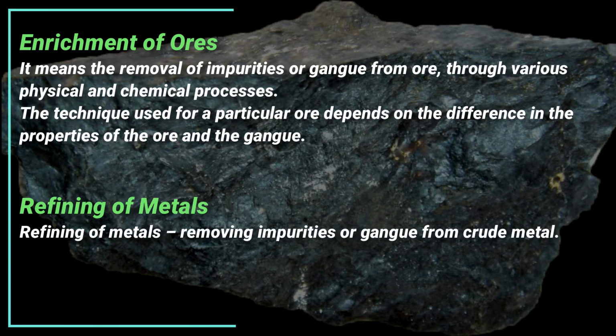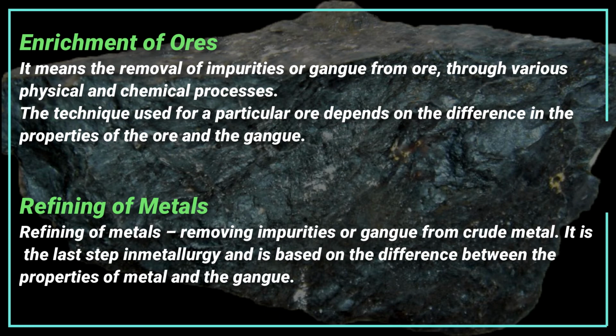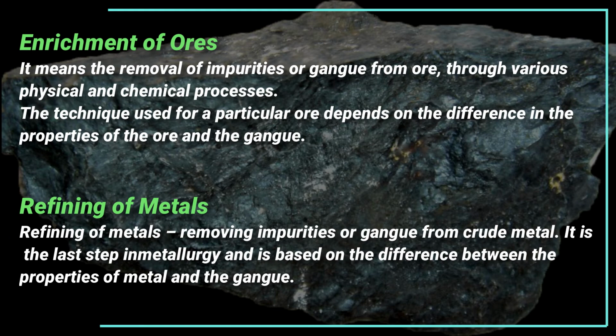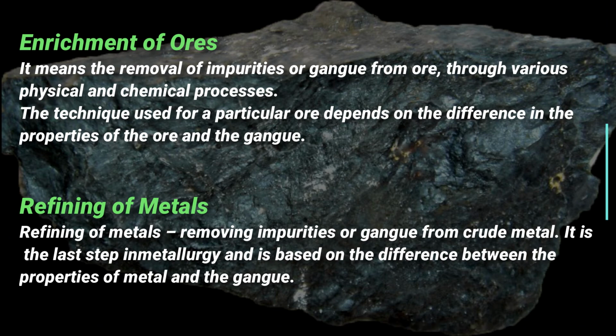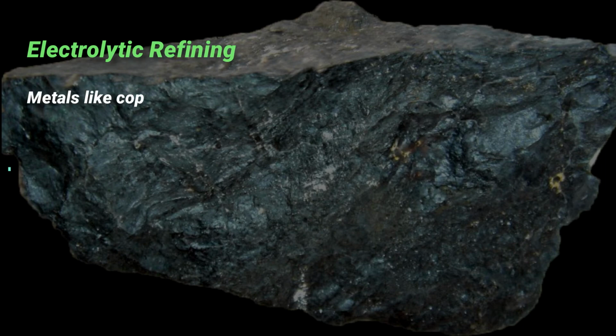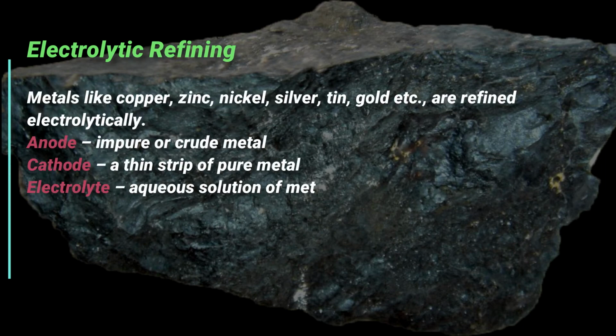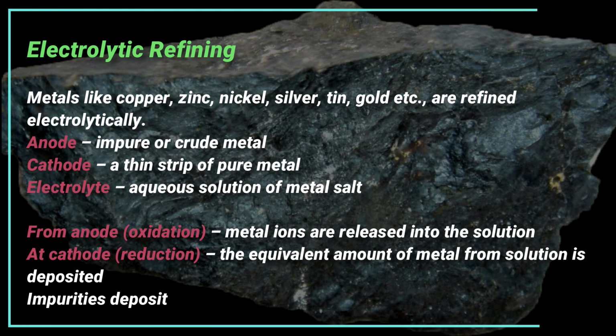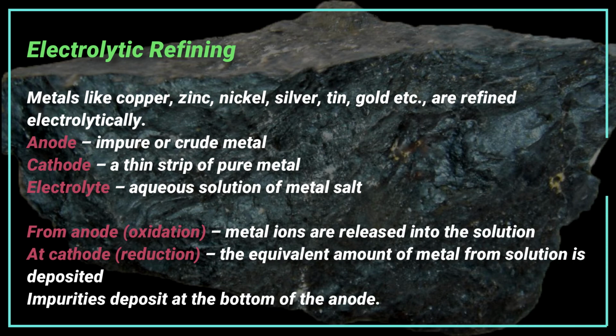Enrichment of ores. It means the removal of impurities or gangue from ore, through various physical and chemical processes. The technique used for a particular ore depends on the difference in the properties of the ore and the gangue. Refining of metals: removing impurities from crude metal. It is the last step in metallurgy and is based on the difference between the properties of metal and the impurities. Electrolytic refining. Metals like copper, zinc, nickel, silver, tin, gold, etc., are refined electrolytically.